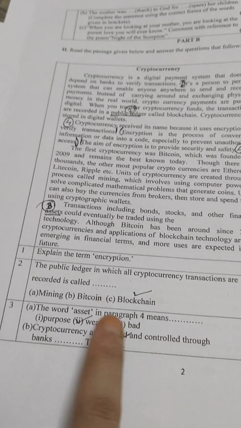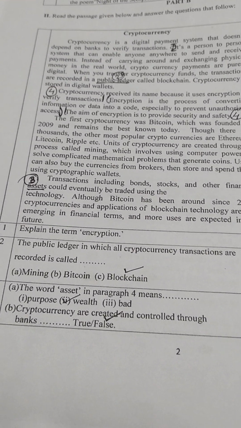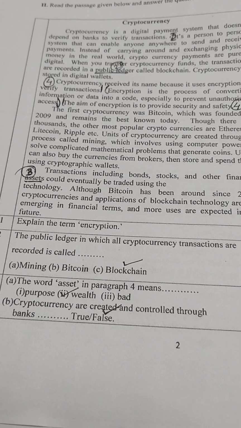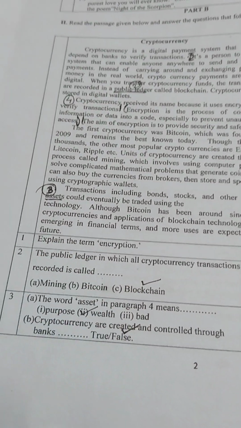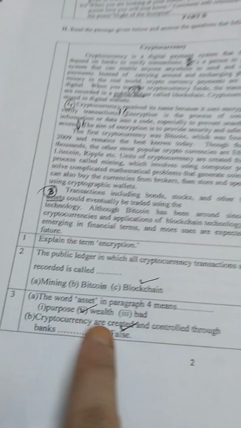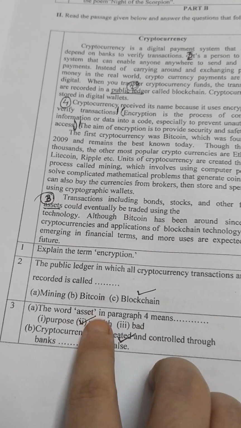The third is the word asset in paragraph 4. So now what we want to do is find out what it means, which is wealth. In the fourth paragraph, where is asset? Okay, in the fourth paragraph, asset is here. So now we know it will not be purpose, it will not be bad, it will be wealth here.